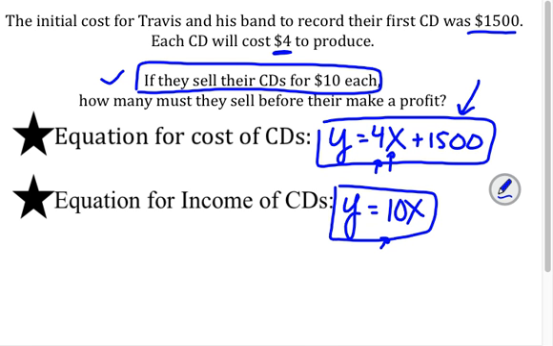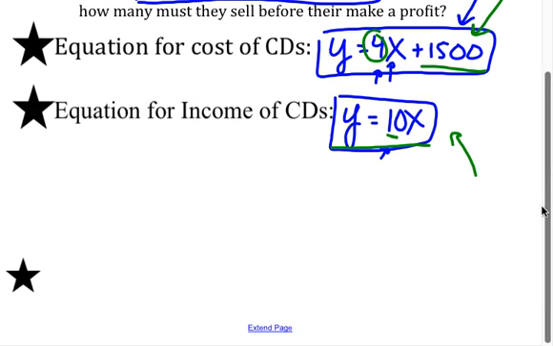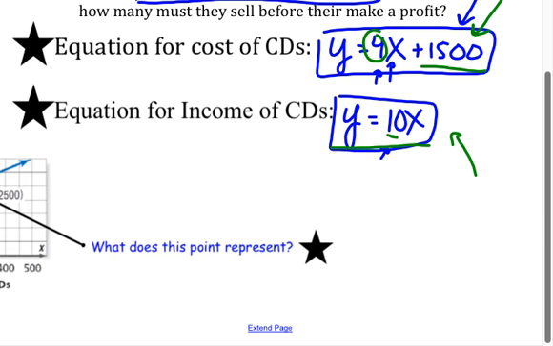If you're going to graph both of these, they're both in slope-intercept form. Here my y-intercept would be 1,500, and my slope would be 4 over 1. Here, I have no y-intercept. Actually, I do. It's 0. So the graph of this line is going to go through the origin, but I'm going up 10 and over 1 if I was going to graph it. We actually do have a graph for this one. This would be tough to graph on your own.